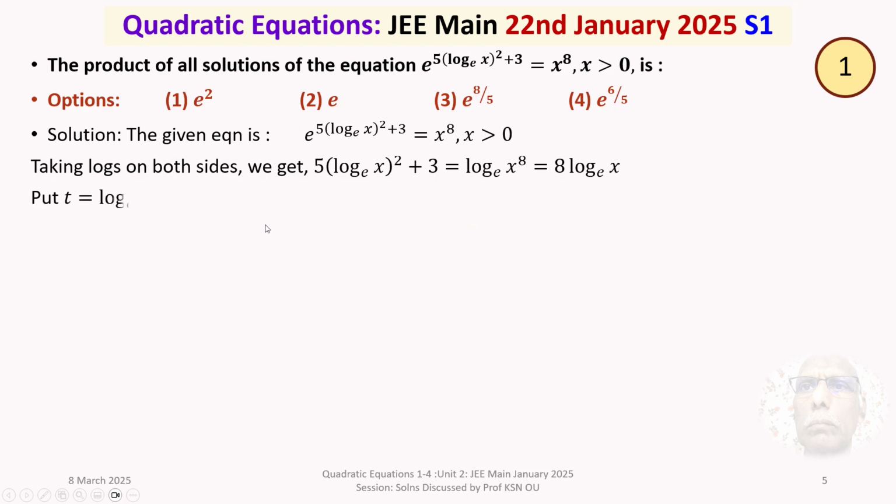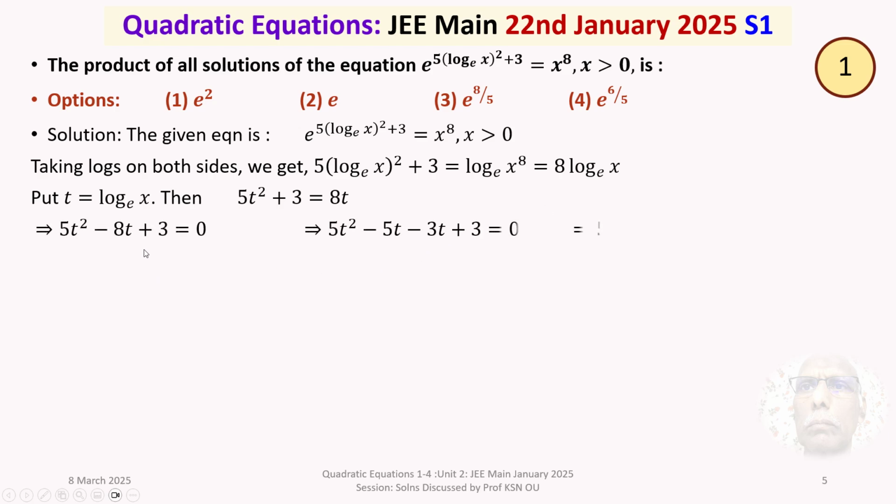We put t is equal to log x to the base e. Then the above equation becomes 5t square plus 3 is equal to 8t. This becomes a quadratic equation in t, that is 5t square minus 8t plus 3 is equal to 0. Factorization is shown here, and the factors are (5t minus 3) into (t minus 1), and that's equal to 0. This will imply t is equal to 1, 3 by 5.